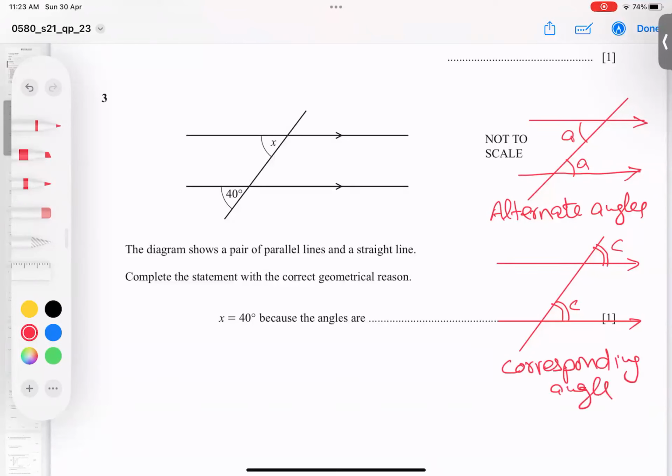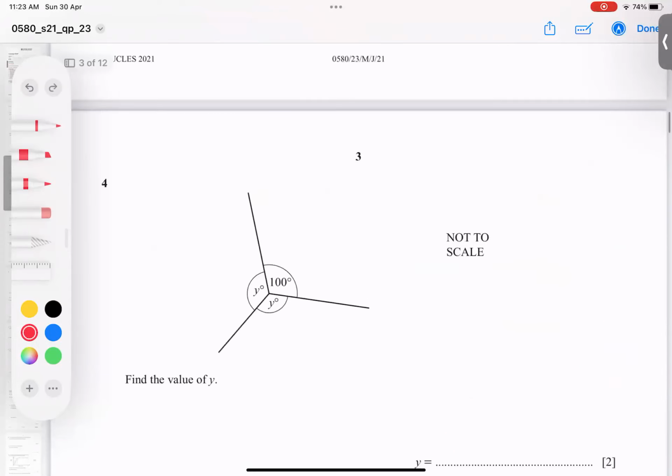One more important thing here. Whenever two lines intersect, these two angles are called vertical angles, vertical opposite angles. So I hope the point is very clear. Now this is the same position. We can say x is equal to 40 and the answer is corresponding angles. So let's go for the next question.